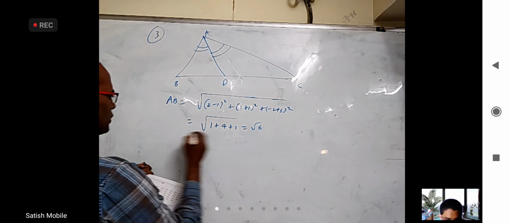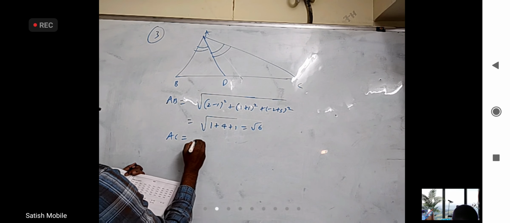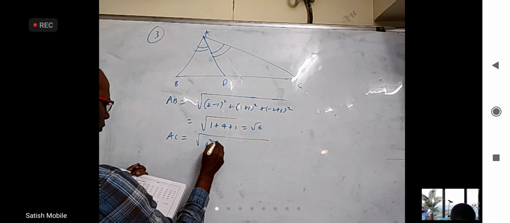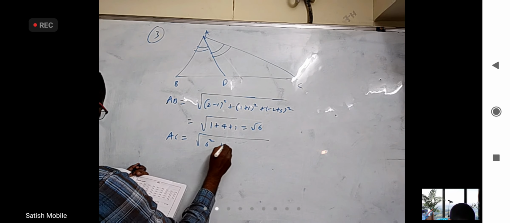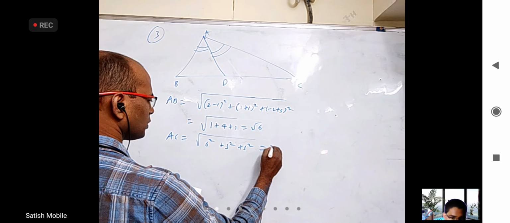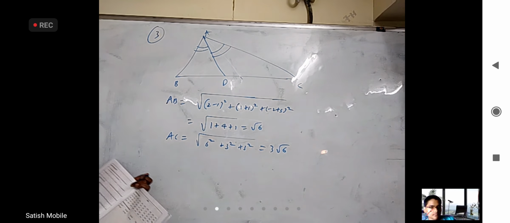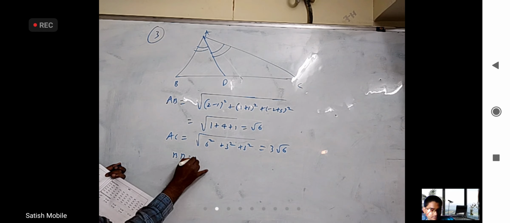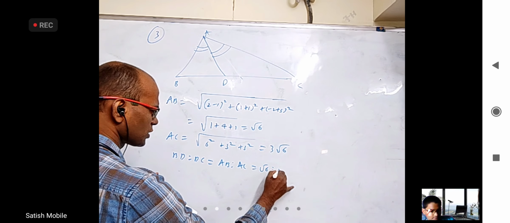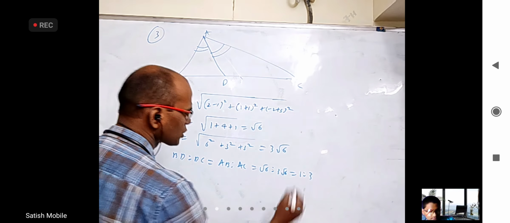So AB is coming root 6, AC is 6 square plus 3 square plus 3 square, 3 root 6. So BD is to DC as AB is to AC, root 6 is to 3 root 6, which is 1 is to 3.